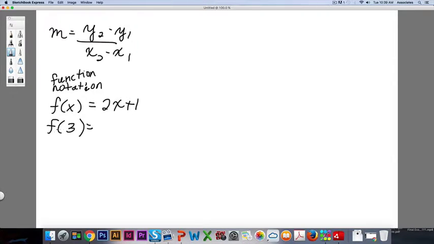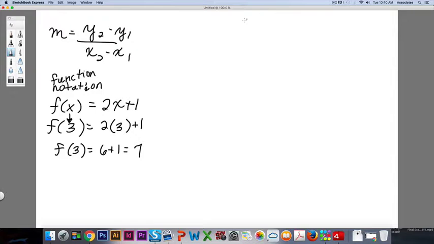Now they want you to find f of 3. Notice that they've replaced the x by the number 3. That means to come over here and do the same thing. Wherever you see an x, replace it by a 3. Now you're going to do the math. Remember, in order of operations, we multiply before we add. So 2 times 3 is 6 plus 1. So the answer is 7.